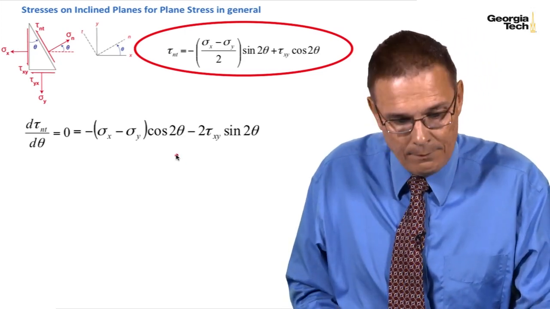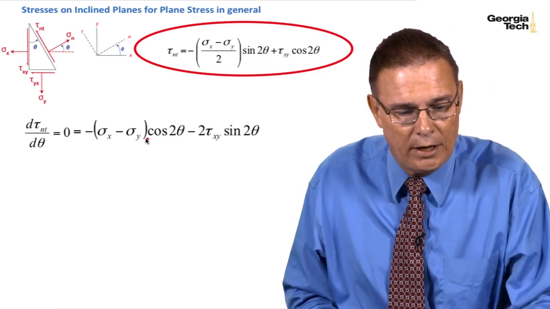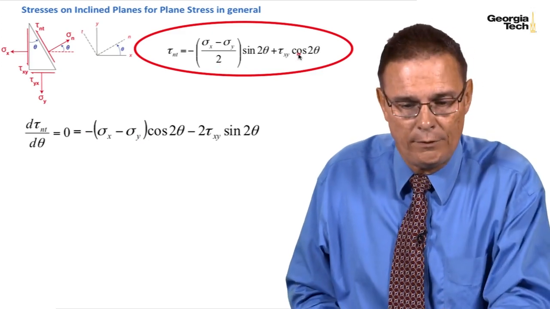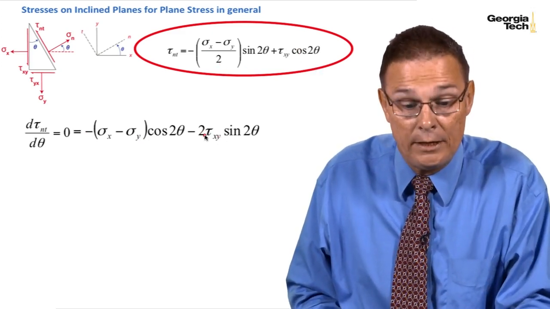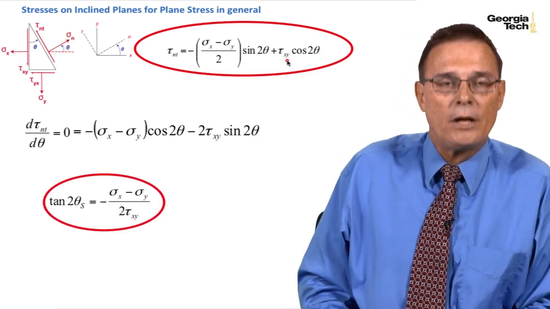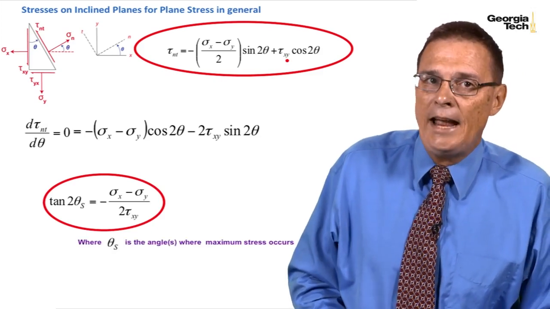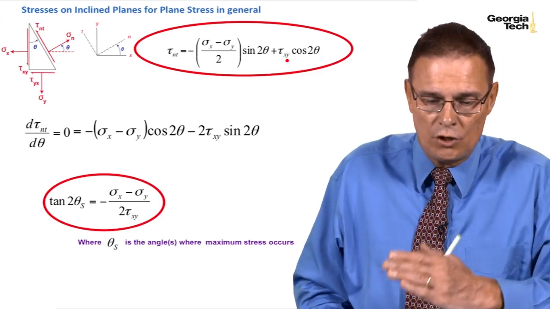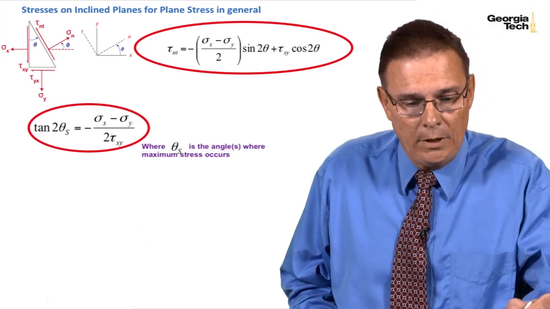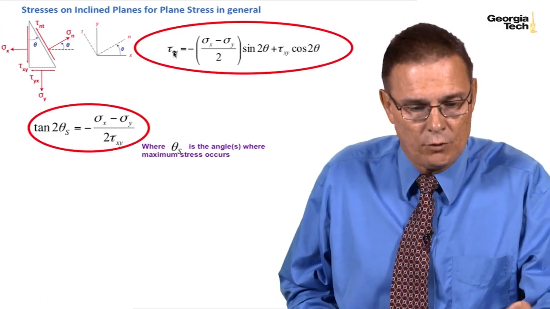If I take the derivative of this first term, the derivative of sine 2 theta is 2 cosine 2 theta. So that's going to cancel out the 2 in the denominator there. When I take the derivative of cosine 2 theta, I get negative 2 sine 2 theta. And so that's our result. We can express that as a tangent function again. And here it is. And this is the angle now, theta sub s, which is where the maximum shear stress occurs.